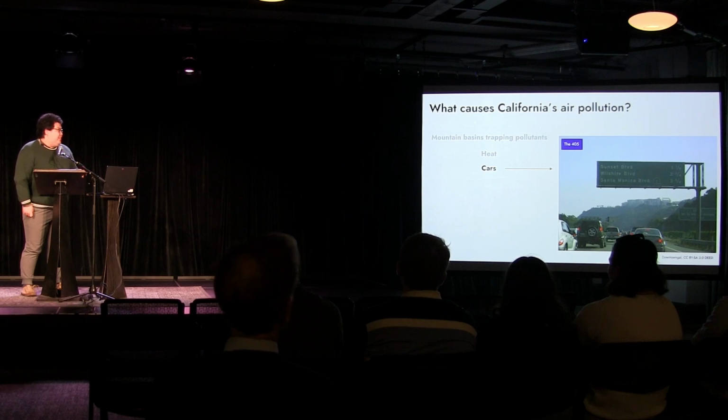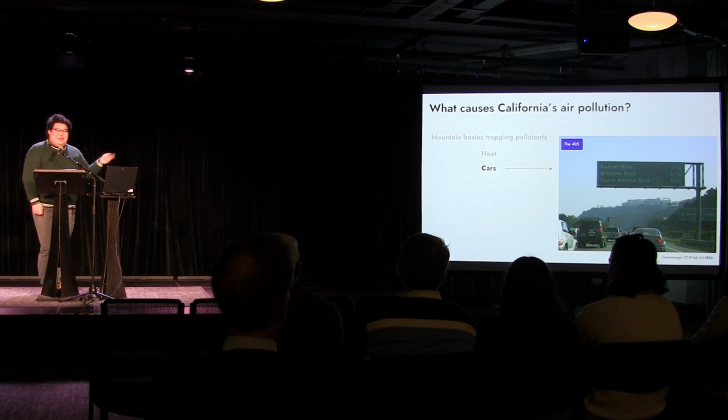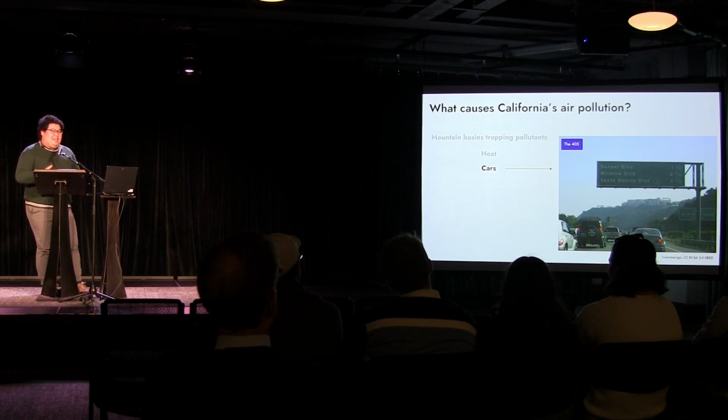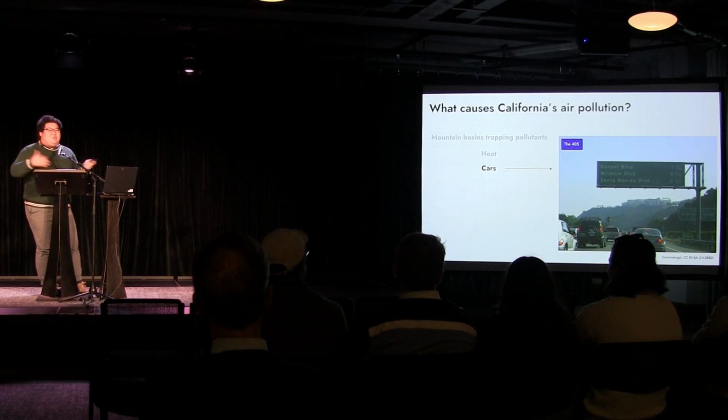Another reason is cars. So you have the 405 here, which is a very notorious highway close to UCLA. And what you have is a lot of these cars kind of in traffic, and they're burning a lot of fuel. And when we burn a lot of fuel, we release a lot of pollutants into the atmosphere, and coupled with the heat and coupled with the valleys, we get a bunch of pollution in those areas.